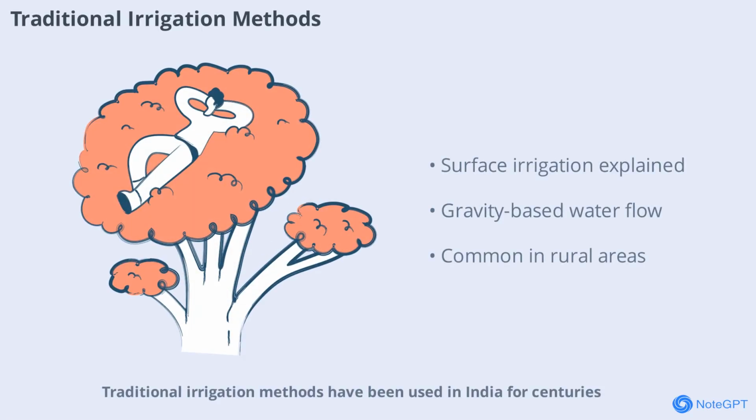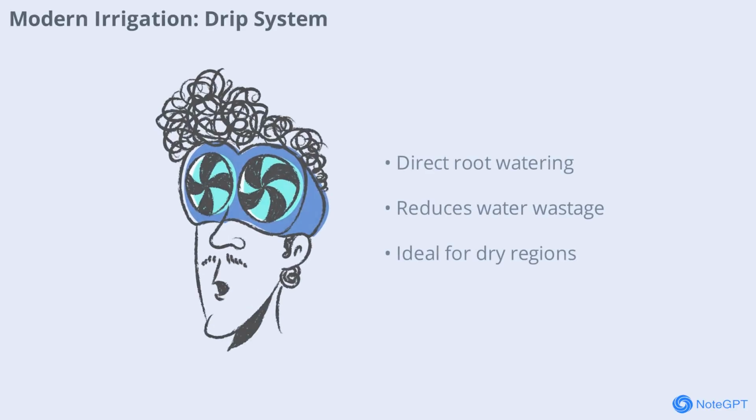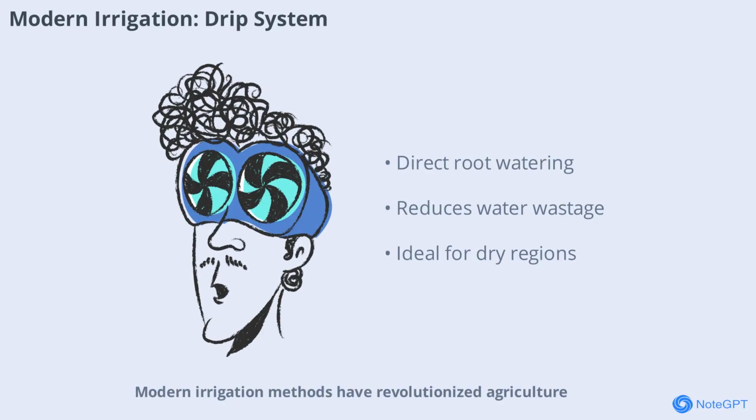Traditional irrigation methods have been used in India for centuries. These include surface irrigation techniques like furrow, basin, and border irrigation. In these methods, water is distributed over the soil surface by gravity. While these methods are simple and cost-effective, they often lead to water wasted due to evaporation and runoff. Despite their limitations, traditional methods are still widely used in many rural areas due to their low cost and ease of implementation.